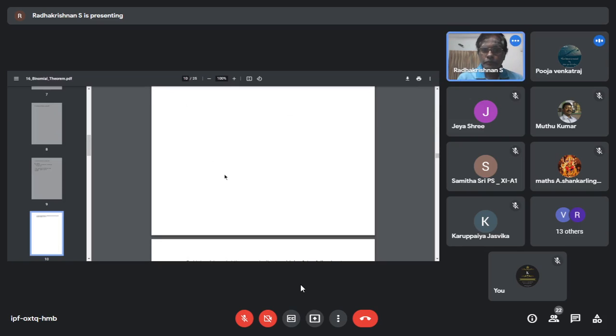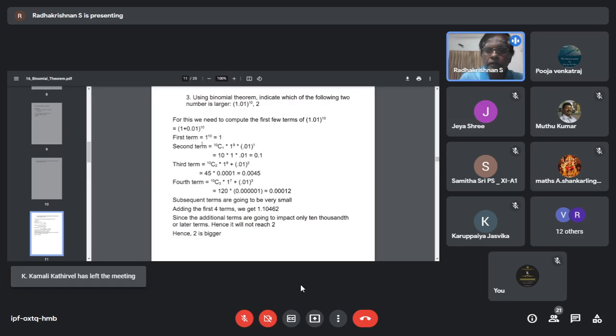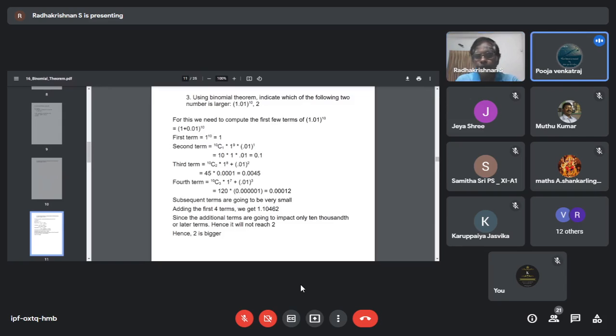Okay. So for 1.01 to the power of 10, the first term is 1 to the power of 10, which is 1 only. Right? 1 to the power of 10 we know it is 1. Second term is 10C1 into 1 to the power of 9 into 0.01 to the power of 1. 10C1 is 10, 1 to the power of 9 is 1, and this is 0.01. So 10 into 0.01 gives 0.1, correct? Yes sir.